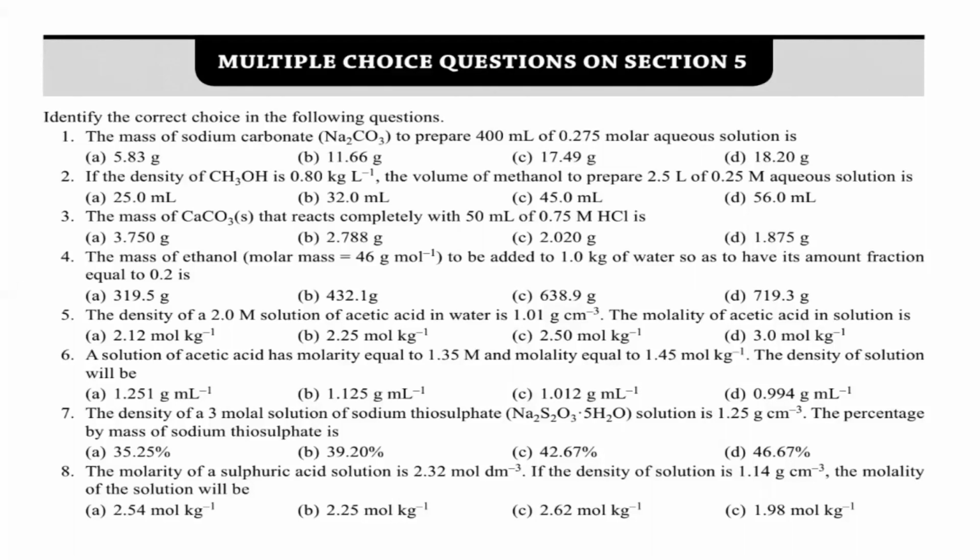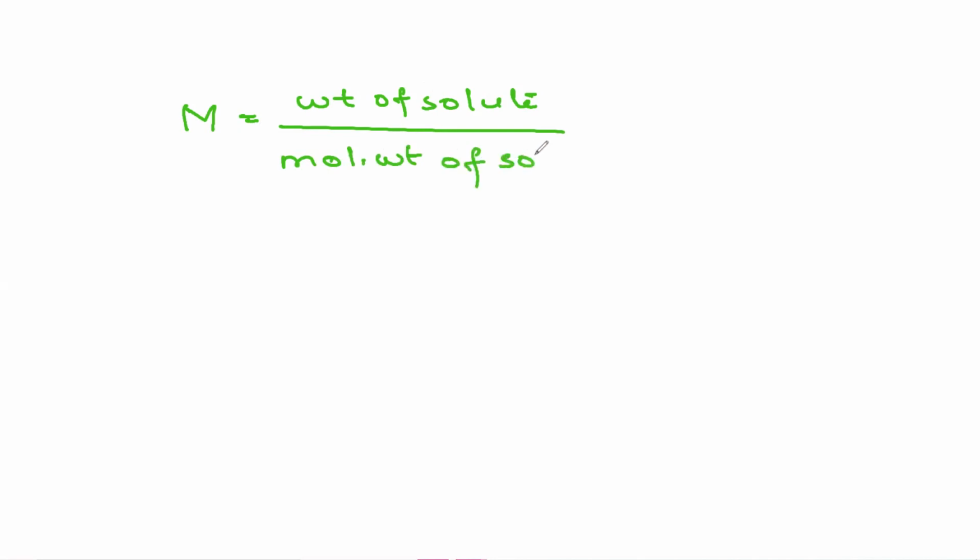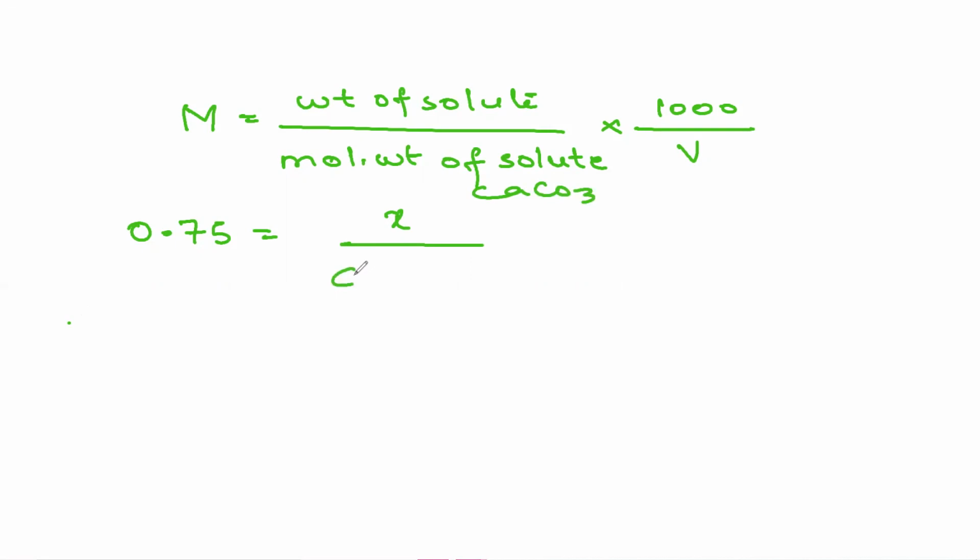Now molarity is equal to weight of solute by molecular weight of solute, into 1000 by V. In this question, molarity M is equal to 0.75 and the weight of solute is X. We have to find the amount of calcium carbonate, and the molecular weight of CaCO3 is 100: calcium 40, carbon 12, oxygen 16 times 3 is 48, so we get 100, into 1000 by volume. The volume is given in ml, so that's why we are taking 1000, and the volume is 50.